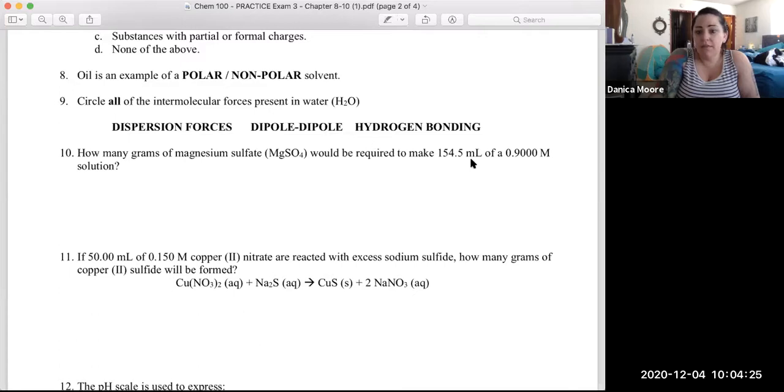So here we're given a volume and a molarity, right? And we're asked to find the mass. So this is a simple molarity problem, and we'll talk about how to do those in just a little bit. Everybody comfortable with how we determined that this is a simple molarity problem?